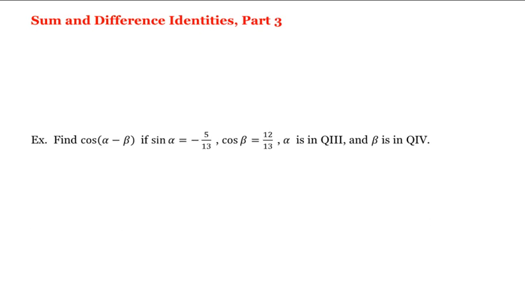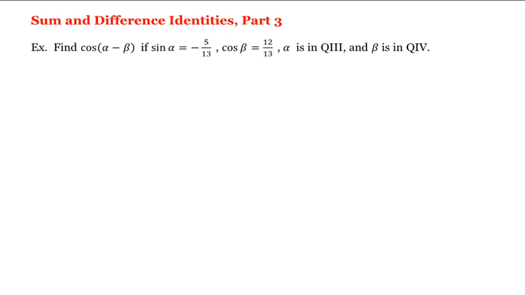Let's work with the sum and difference identities. For example, let's find cosine of alpha minus beta if sine of alpha is negative 5/13, cosine of beta is 12/13, alpha is in quadrant 3, and beta is in quadrant 4.